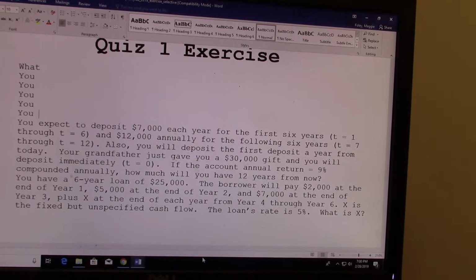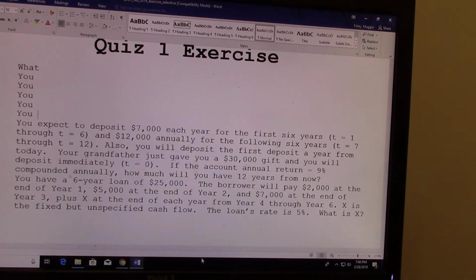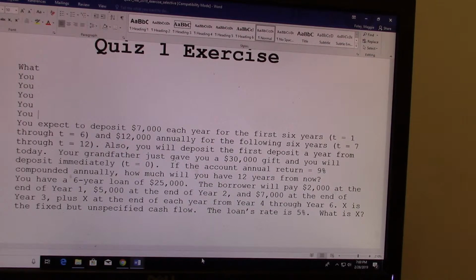Question number 7. You expect to deposit $7,000 each year for the first 6 years and $12,000 annually for the following 6 years. Also, you will deposit the first deposit a year from now. Your grandfather just gave you a $30,000 gift and you will deposit it immediately. If the account annual return is 9% compounded annually, how much will you have 12 years from now?